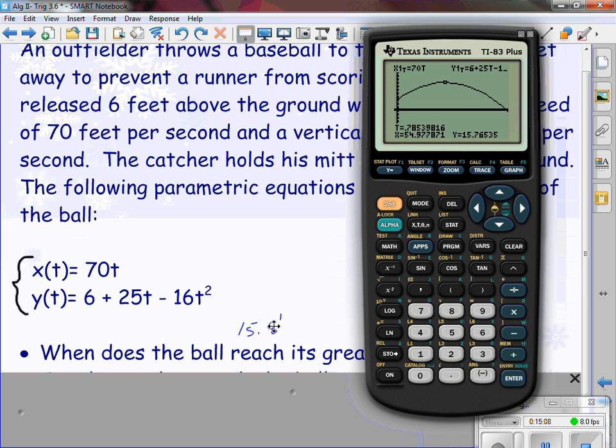How far was the ball thrown? When it reaches its highest point, it was thrown about 55 feet horizontally. How much time has passed? 0.78. So in less than a second, the ball is at its highest point. Right here? Hit trace.